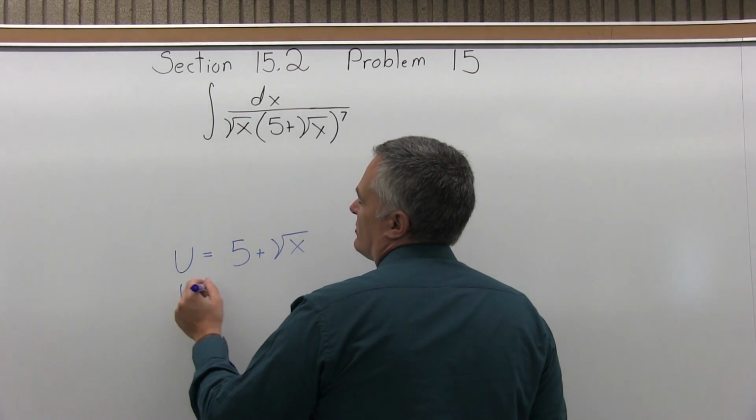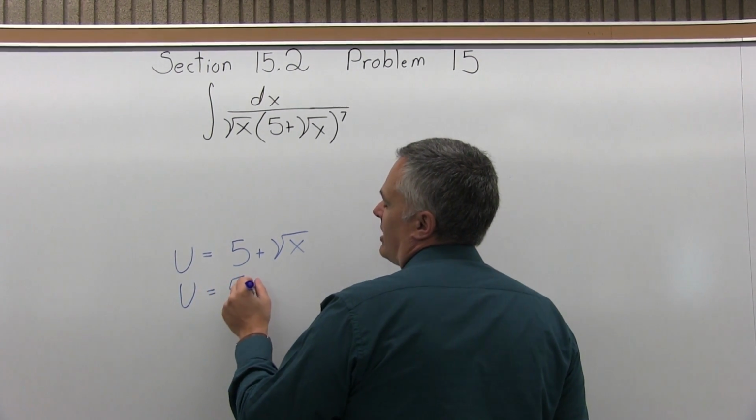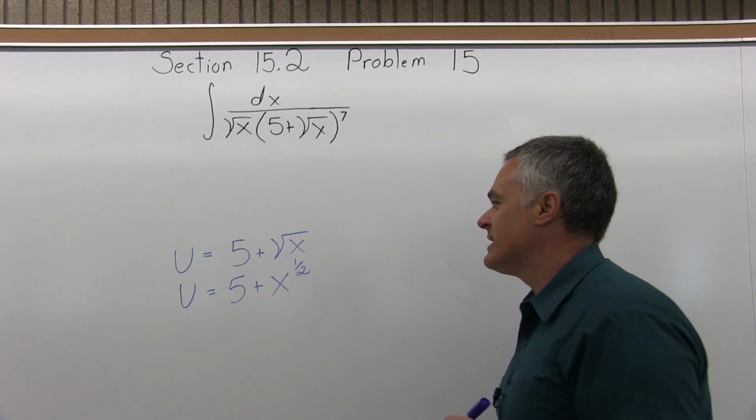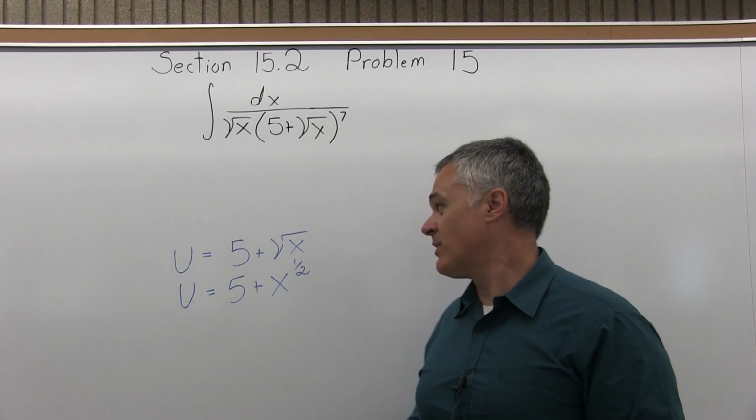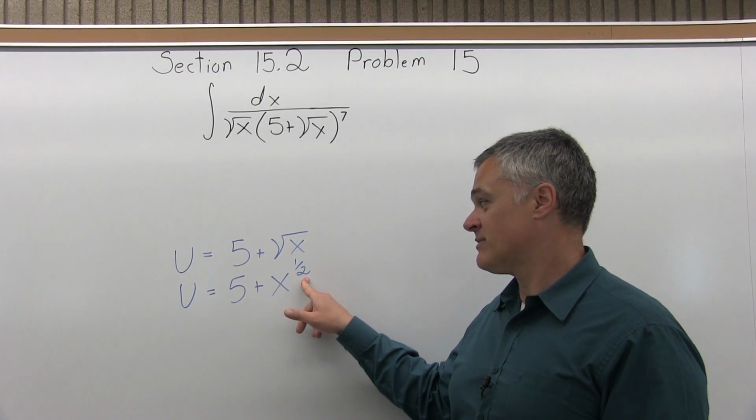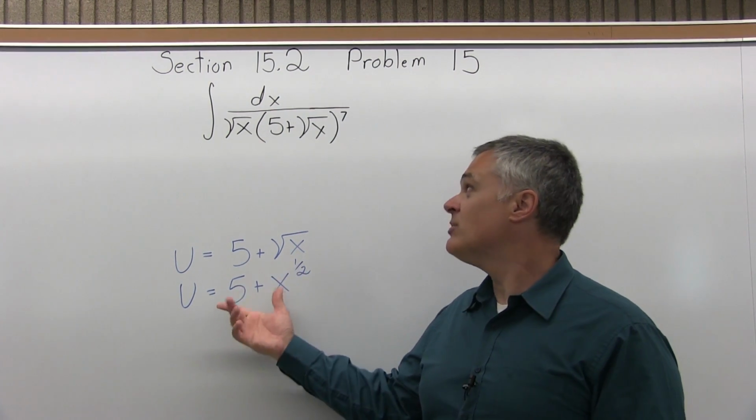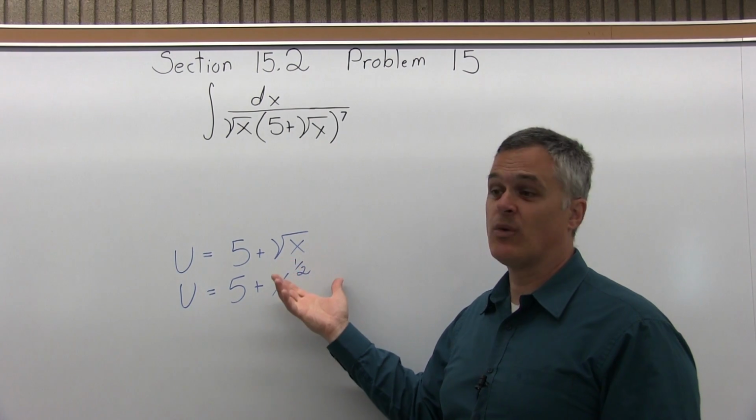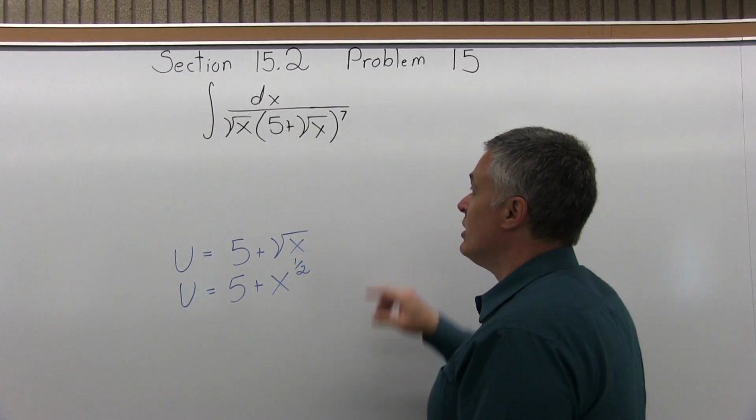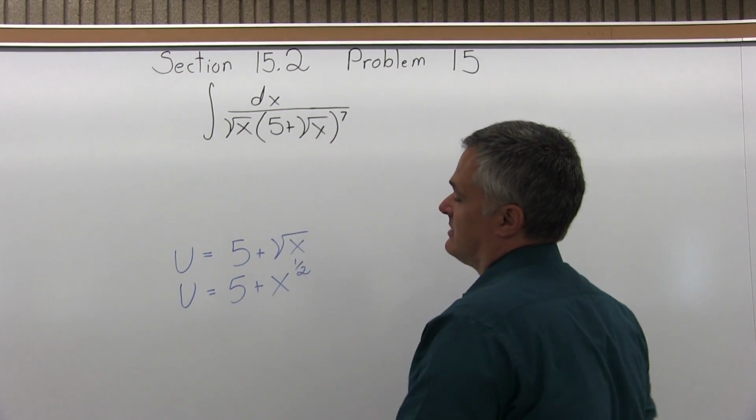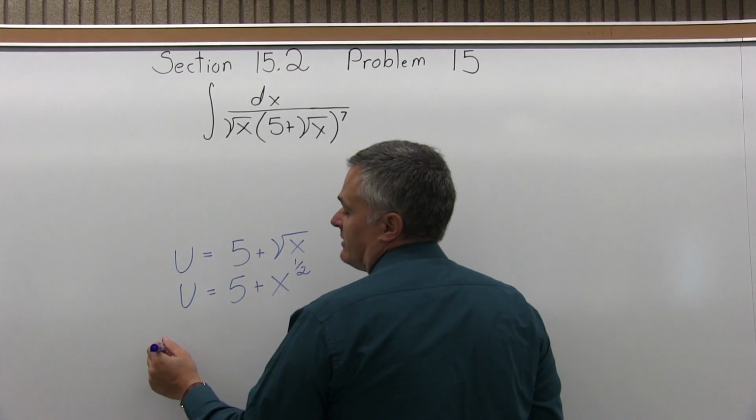And let me just rewrite that as 5 plus x to the 1/2 power instead of square root of x, because I can't really take the derivative in that format. But when I have an exponent, even though it's a fraction, now I can take the derivative. So my u wound up being the stuff in parentheses, which is 5 plus x to the 1/2. I prefer to write it in that format. Notice I don't take the exponent of the parentheses, just what's inside the parentheses. So next I'm going to find du.